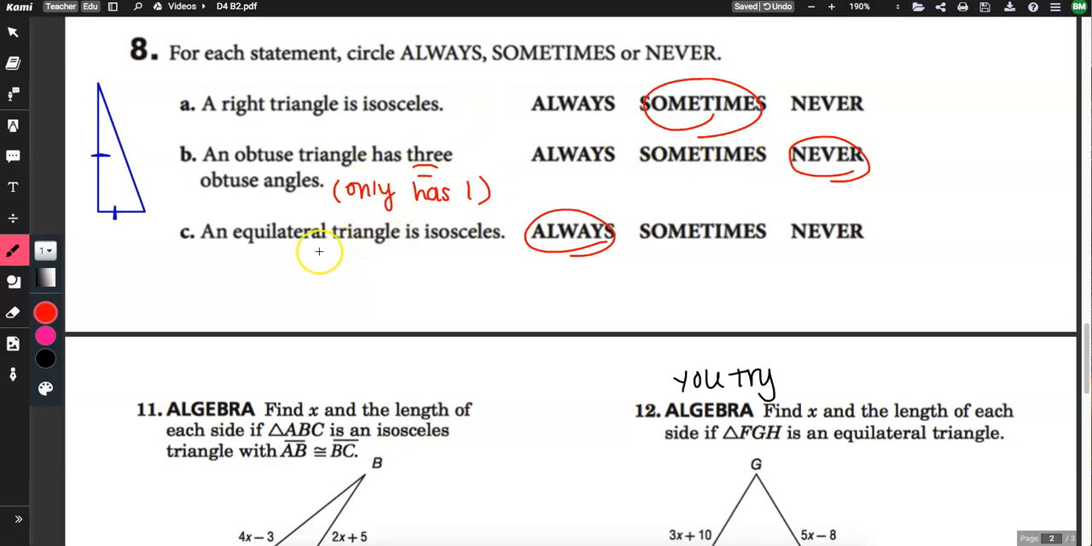And lastly, an equilateral triangle is isosceles. This is kind of sneaky. I said it really, really fast at the beginning of the video. Isosceles technically means at least 2 congruent sides. So equilateral is a special type of isosceles triangle. Not the biggest deal in the world here, just kind of a sneaky one there.